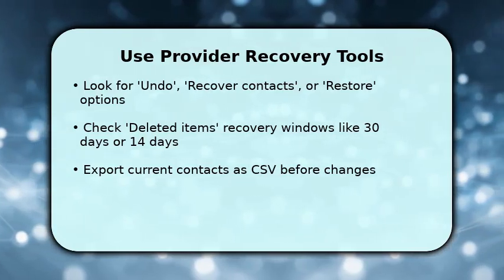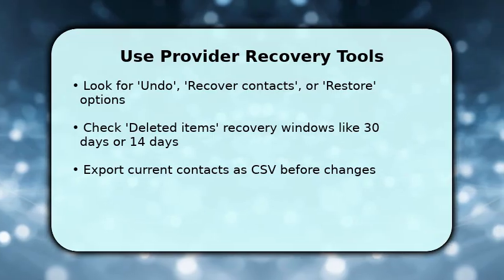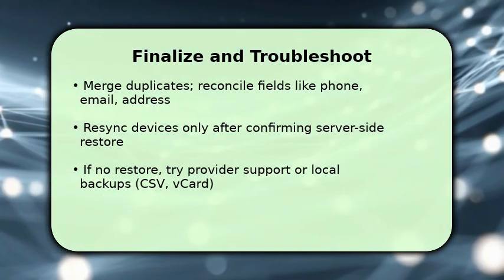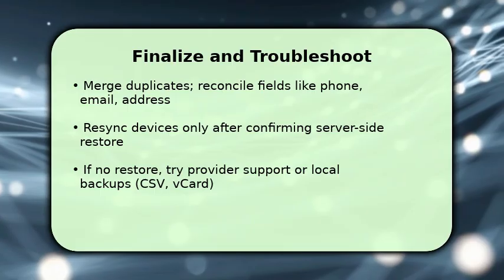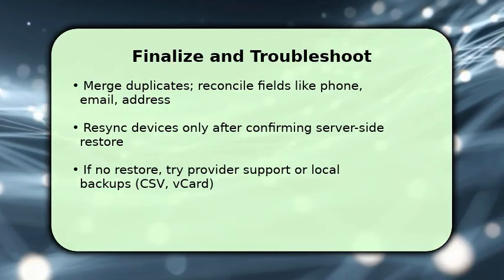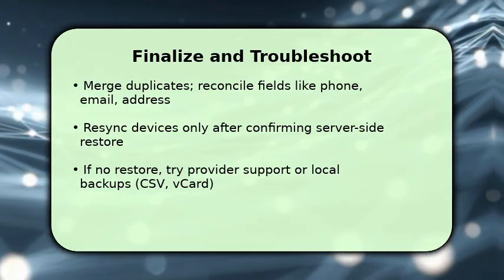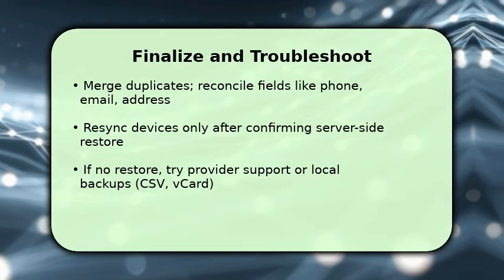Finally, merge duplicates and check each contact's fields to ensure accuracy. Inconsistent sync can create duplicates. Once done, re-enable device sync so phones and apps update from the server copy, and make sure changes propagate.